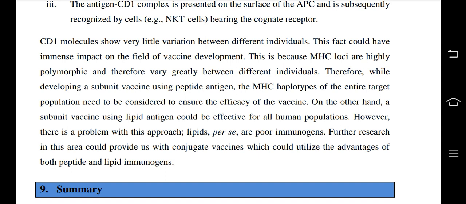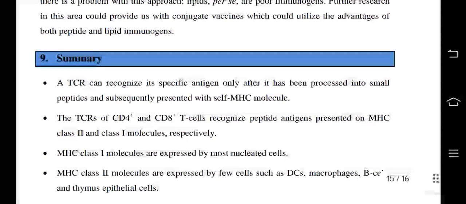However, there is a problem with this approach. Lipids per se are poor immunogens. Further research in this area could provide us with cognate vaccines which could utilize the advantage of both the peptide and lipid immunogens. Now, quick summary.